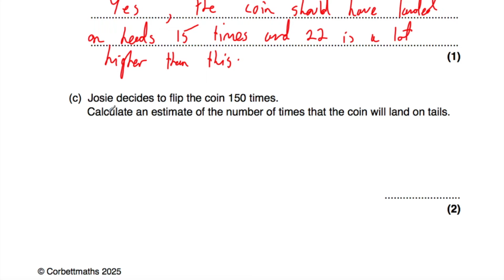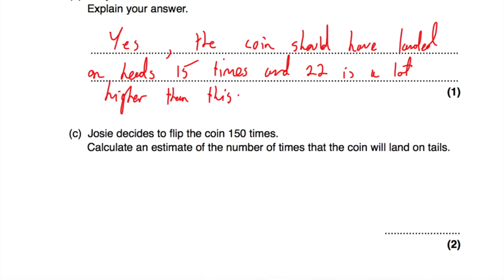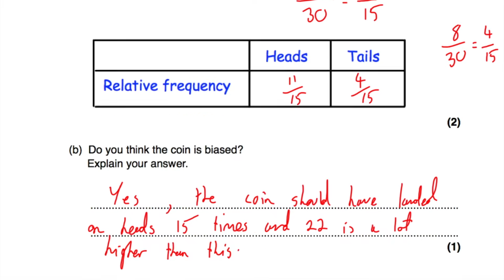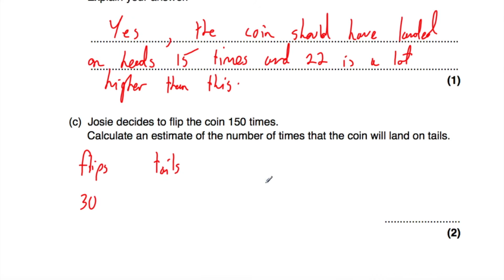And then if we go down to part C, it says that Josie decides to flip the coin 150 times. Calculate an estimate of how many times the coin should land on tails. So if we go up here, it was flipped 30 times. So here we've got flips and I'm going to write tails. So the coin was flipped 30 times to begin with and it landed on tails 8 times.